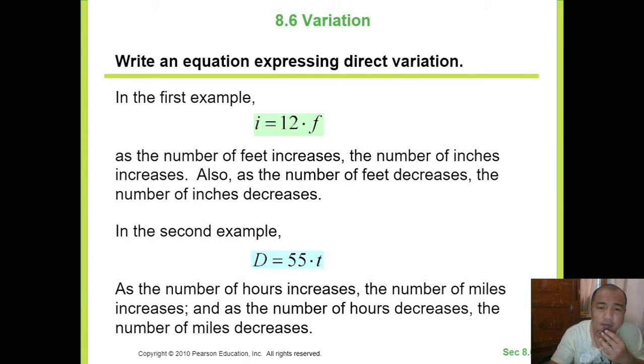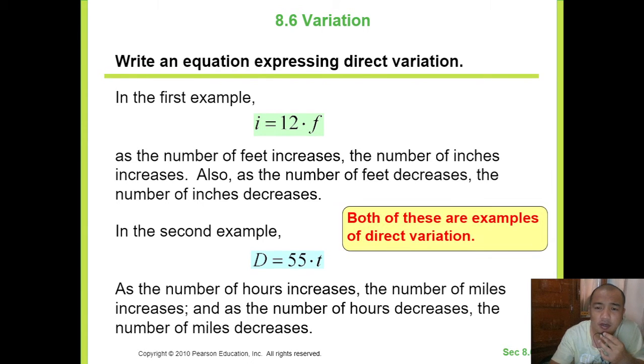In the first example, I equals 12f. As the number of feet increases, the number of inches also increases. Also, as the number of feet decreases, the number of inches decreases. In the second example, d equals 55t. As the number of hours increases, the number of miles increases, and as the number of hours decreases, the number of miles decreases. So these are both examples of direct variation.